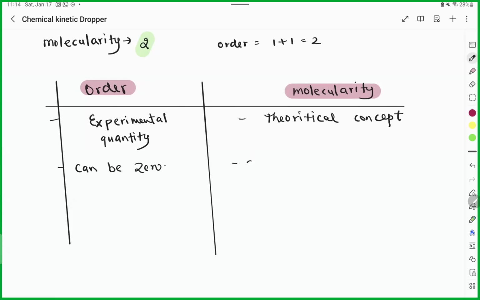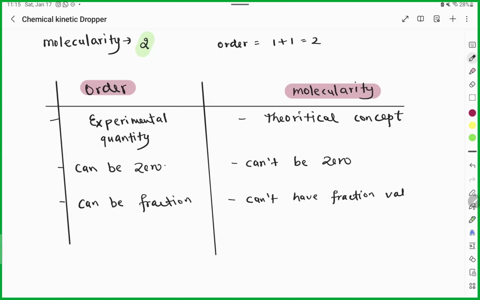Order can be 0, molecularity can't be 0. Correct? The order can change with temperature and pressure, whereas molecularity cannot. Not the order, we'll talk about the rate constant changing with temperature. Order can be a fractional value, molecularity can't have a fractional value, only integers 1, 2, 3, 4 like this. Okay.